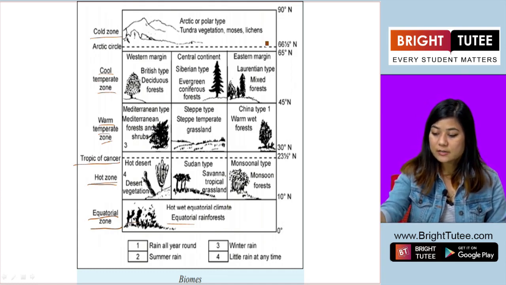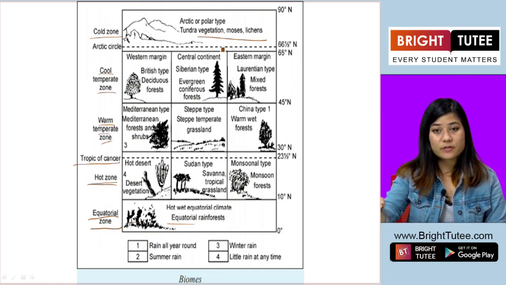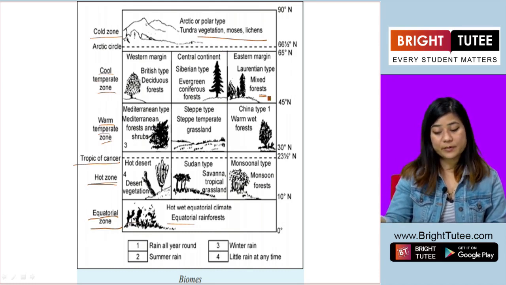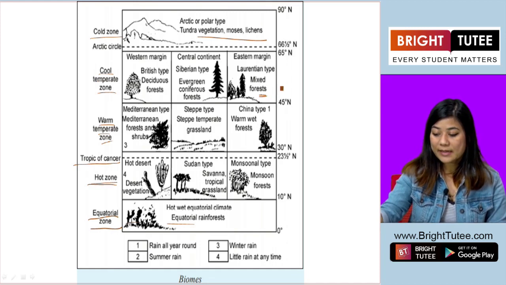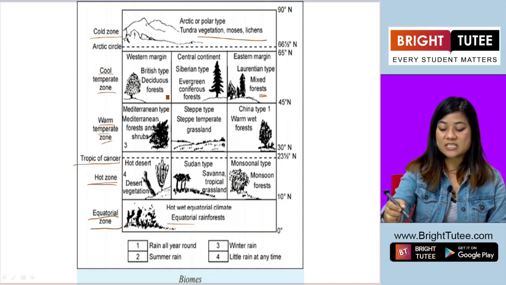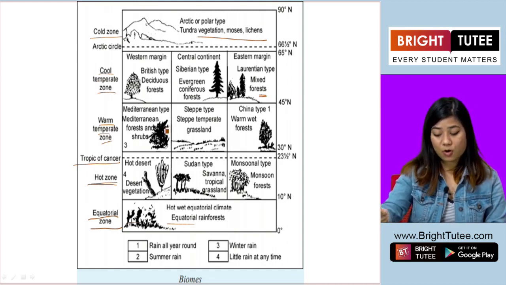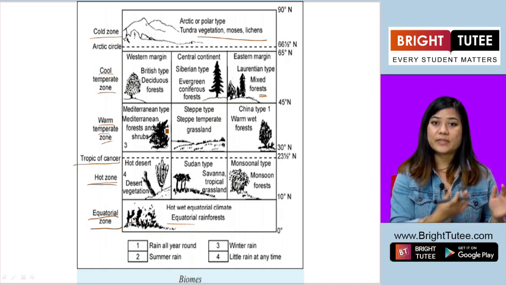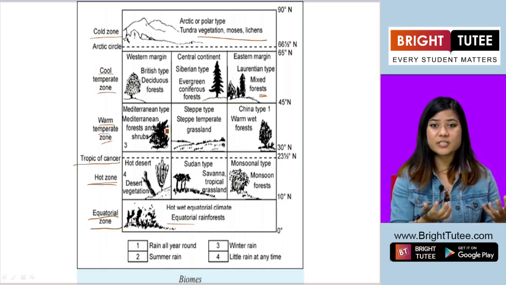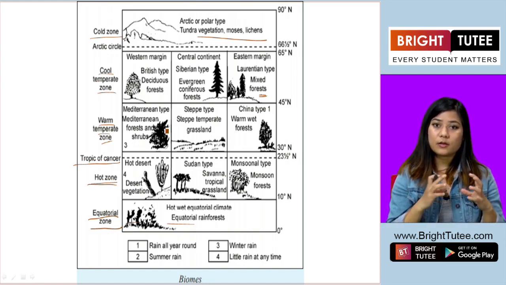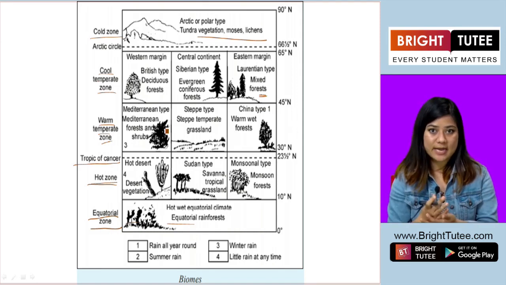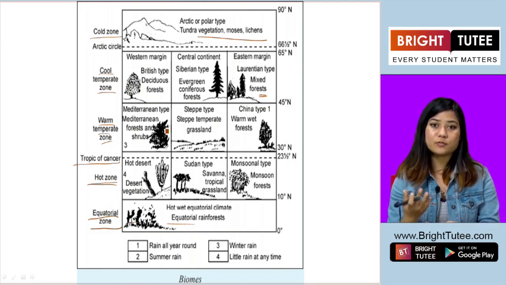So here the plants, the vegetation you don't get in the cool temperate zone. So you don't get pines or you don't get British type deciduous forest in the Arctic zone. Alright. So what I'm trying to say is that we learned that the vegetation grows depending upon the specific climatic conditions of that area. Alright. That we have to understand.